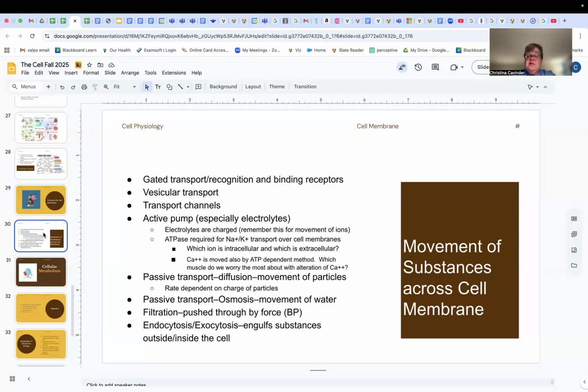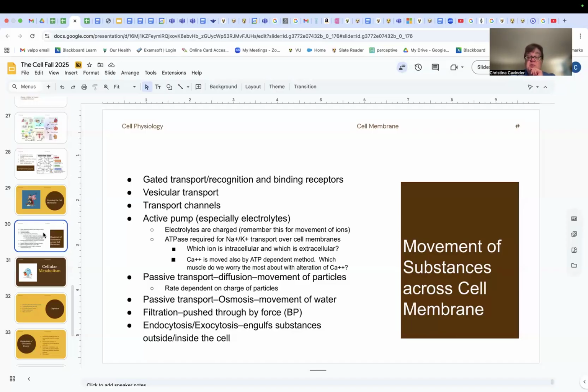Another way to move things is passive transport or diffusion. This is moving the particles. So the rate depends on the charge of the particles. So if you are at a difference of charges, then it's easier to move. But once the charges equal out, it's very difficult to move a charged particle. But diffusion is the movement of particles. And diffusion means that it goes from the high concentration of particles to the low to equal out the number.